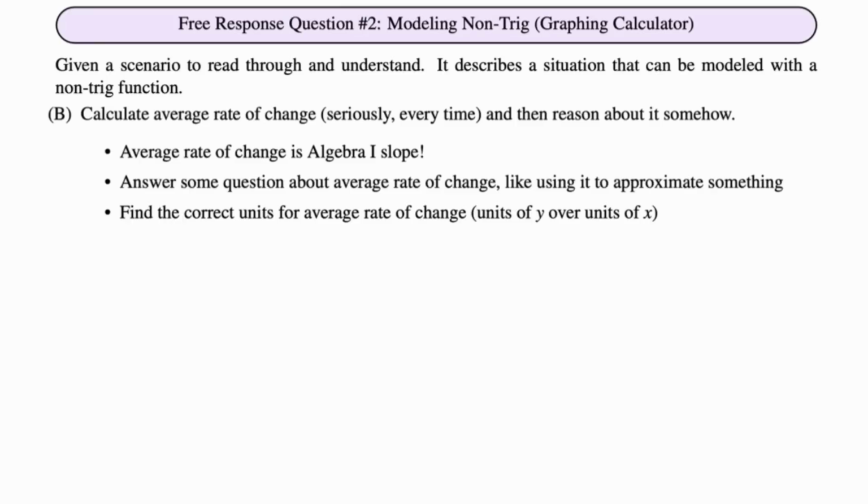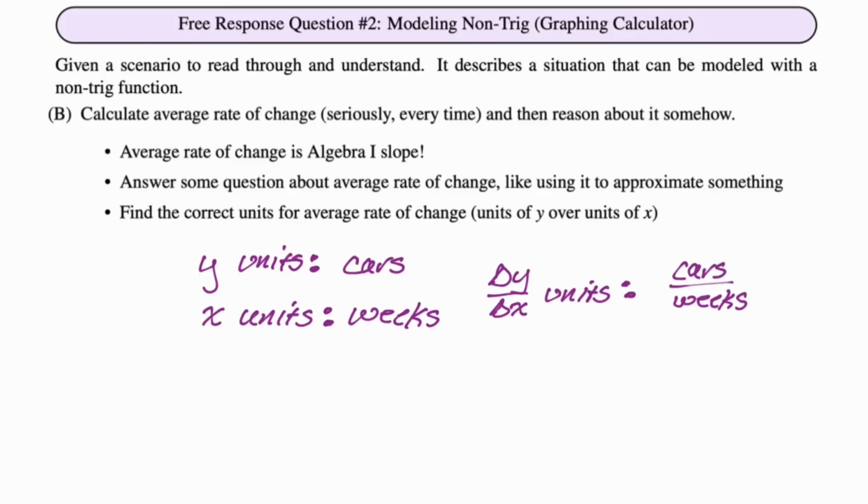Slope of a secant line, I'm going to talk about those a bunch. And then you have to answer some question, like approximating using it, or describe the units. So for units, it's just the units of y divided by the units of x. So if the units of y are cars and x are weeks, then when you find delta y over delta x, the units are just going to be cars divided by weeks, so cars per week. So if you got 15 cars per week, then on average, on the time interval, the dealership is selling 15 cars per week, something like that.